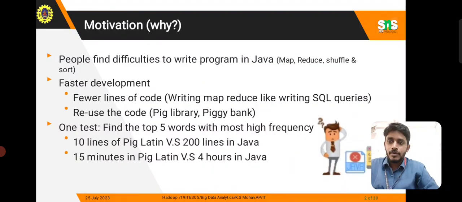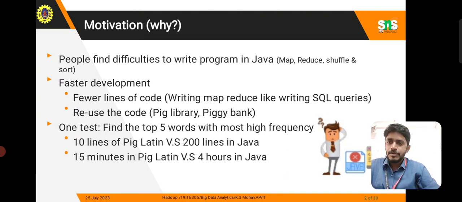First, we will see why this topic, Pig, comes under big data analytics. Students can learn more things in big data analytics. With the help of Pig, we can easily handle huge volumes of data and easily process that kind of data. Here people find more difficulty writing programs in Java, right? For example, with the help of map, reduce, shuffle and sort, these things help reduce the difficulties of writing Java programs.